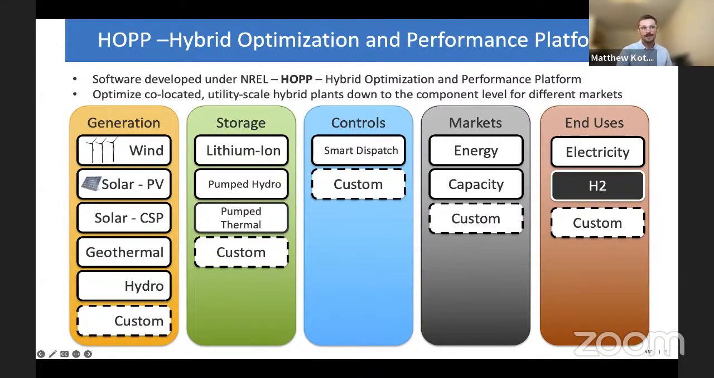And if you look all the way to the right, you can see that there's an H2 component there, and that is something relatively new within HOPP that we call H2OPP, which is essentially the hydrogen component within HOPP. And so simply put, the goal behind HOPP is to help answer the question of when and where do hybrids make sense and how can we design them optimally. And so that is the motivation behind HOPP.